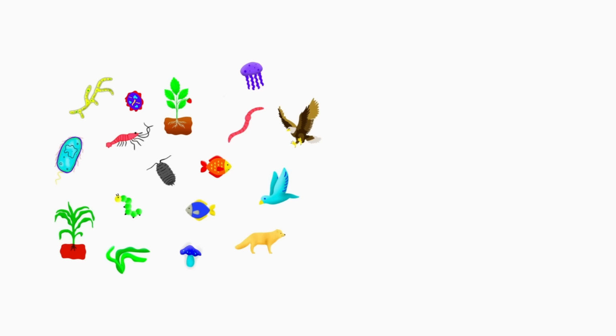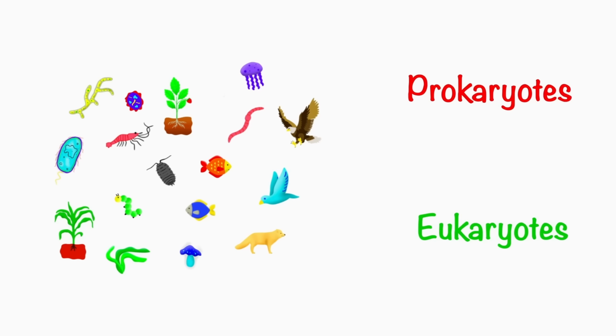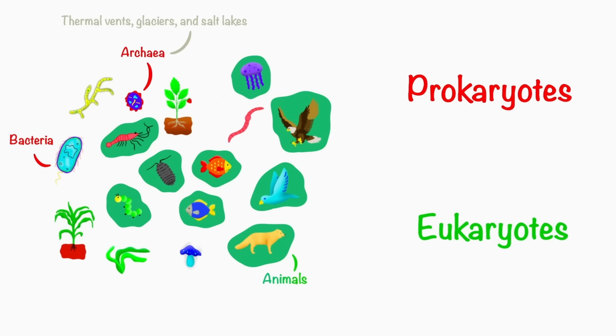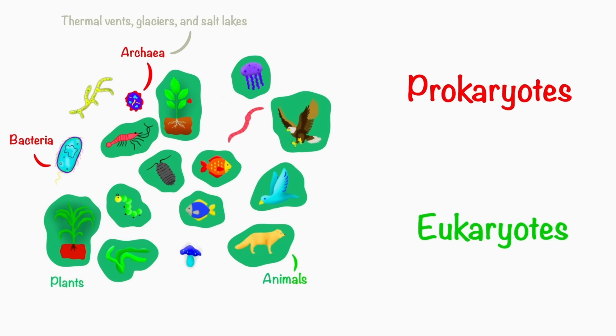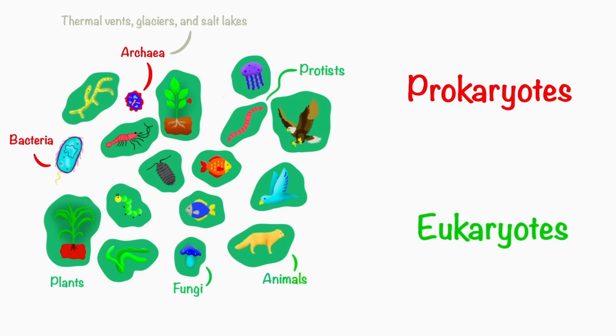Now let's go over which types of organisms fit into these two cell types. Prokaryotes include bacteria and archaea. Archaea are a more primitive type of bacteria found in extreme environments such as thermal vents, glaciers, and salt lakes, whereas eukaryotic cells make up animals, plants, protists, such as parasites, and fungi, such as mushrooms.